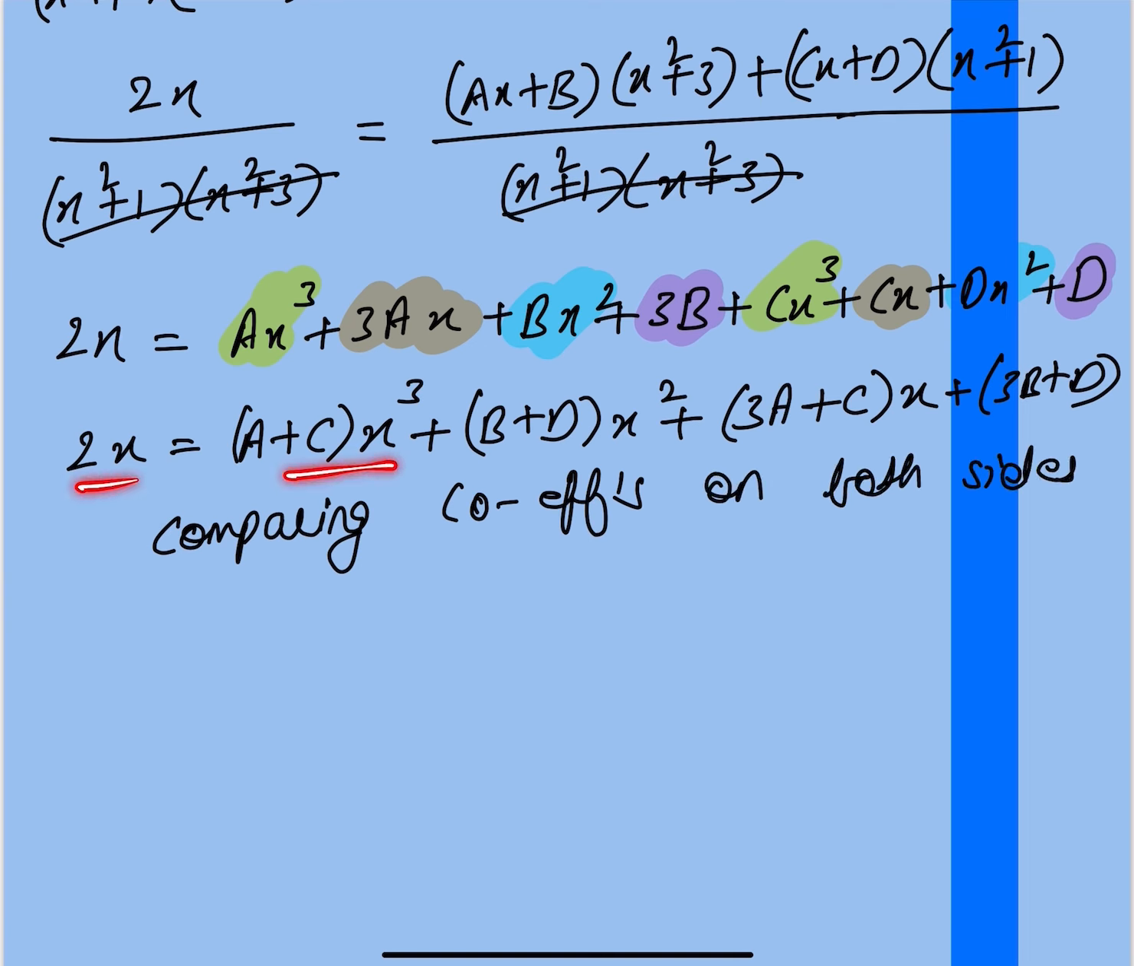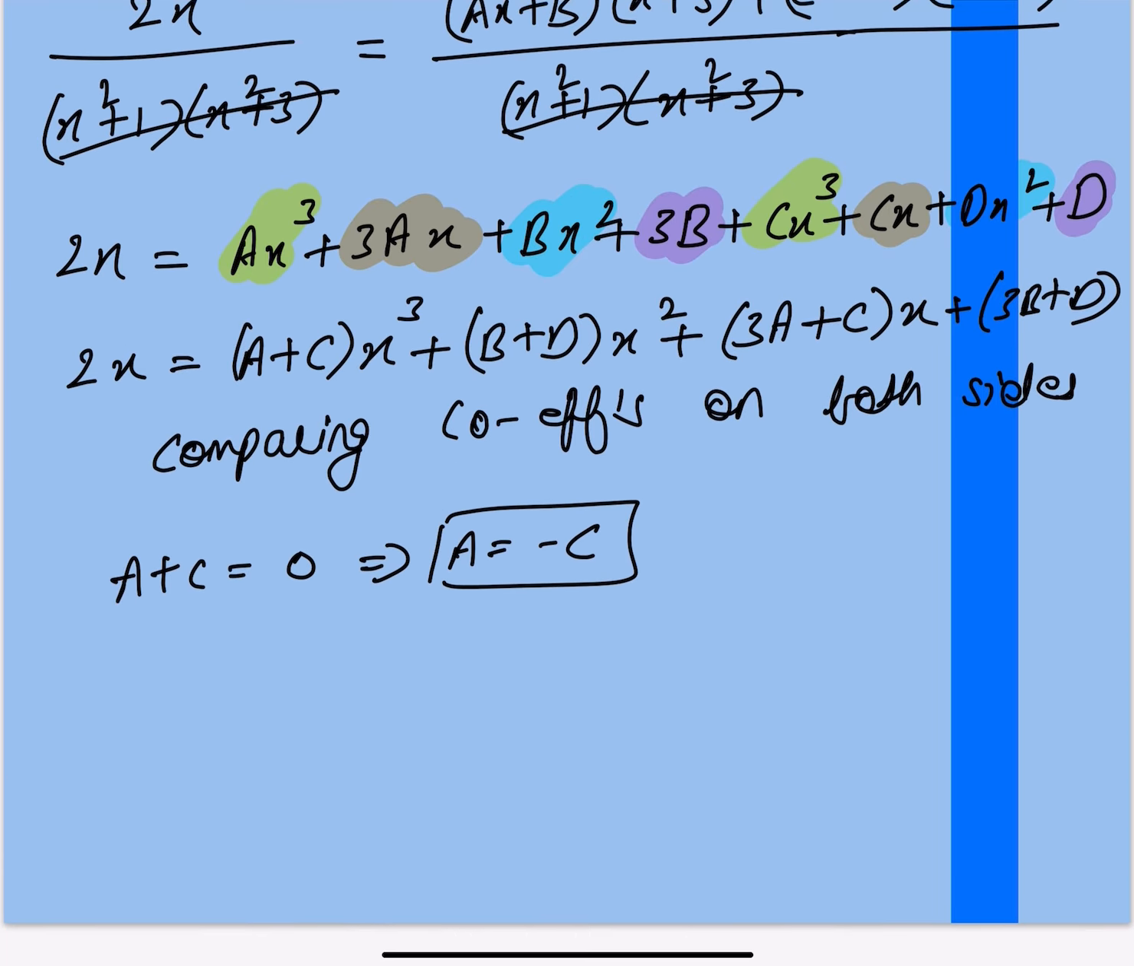So let's compare. So x cube, there is no x cube on the left hand side, meaning 0 x cube can be written or assumed. So a plus c becomes 0, which implies a is equal to minus c. It's one of the equations.